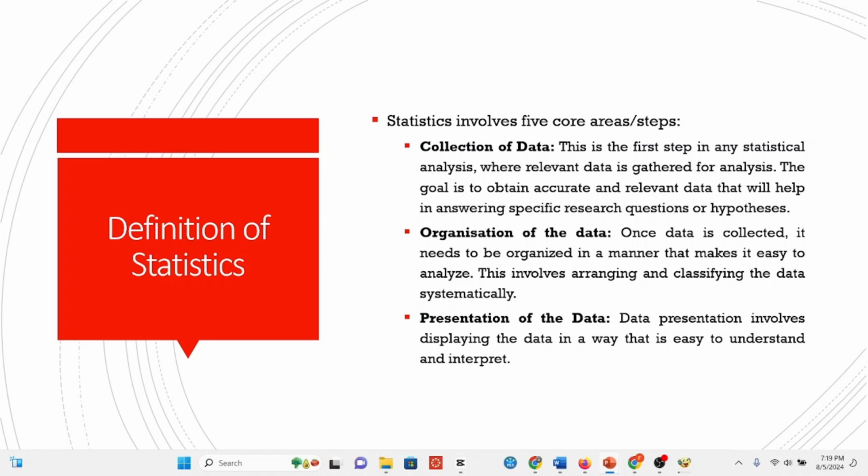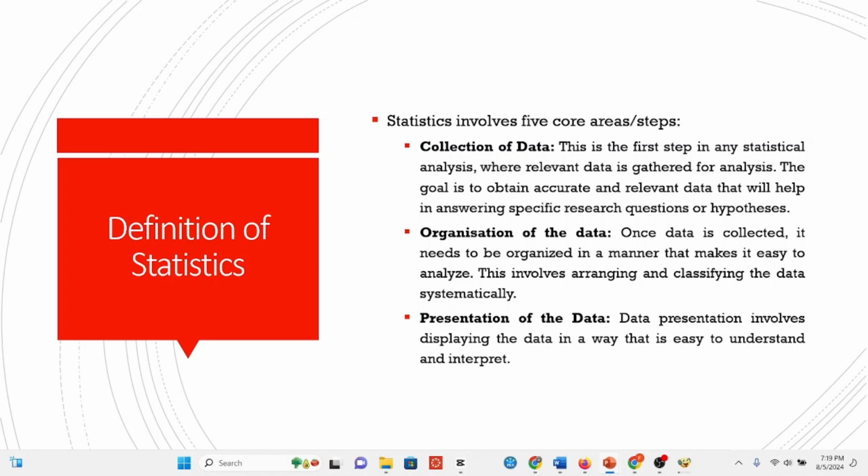Whether it's a bar chart showing sales growth or a pie chart illustrating market share, presenting data visually can enhance communication and facilitate better decision-making by providing a straightforward view of the data's implications. Analyzing the data. Data analysis involves applying statistical methods to interpret and make sense of the organized data.